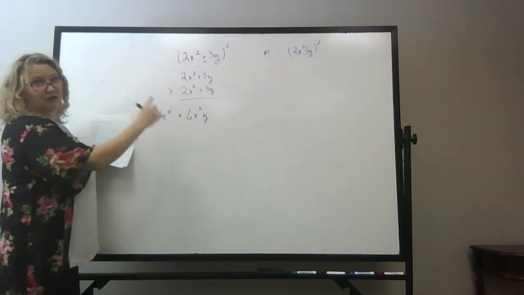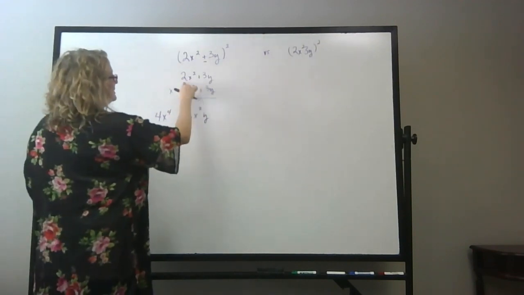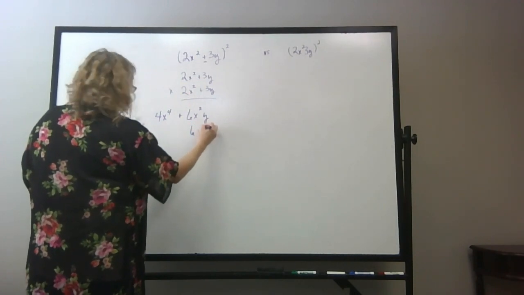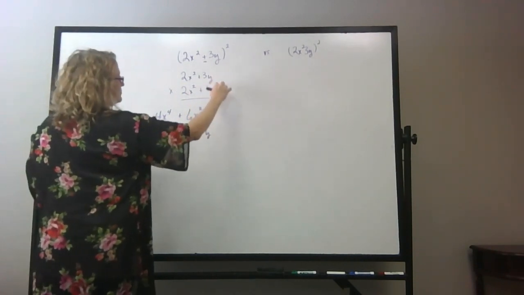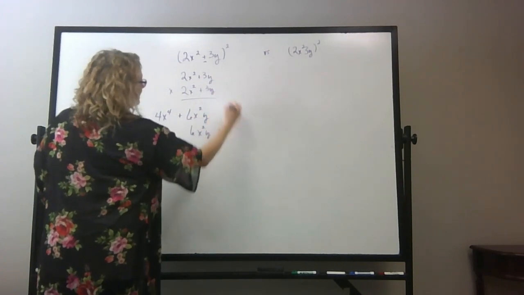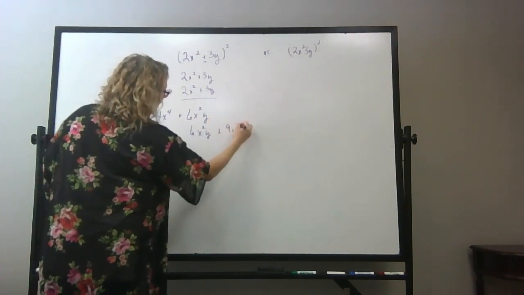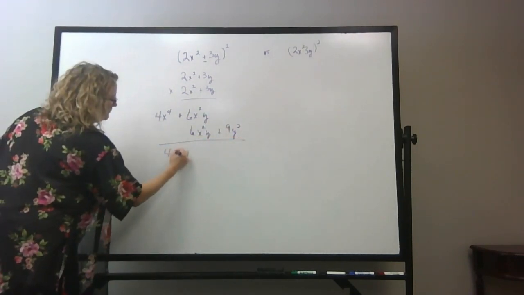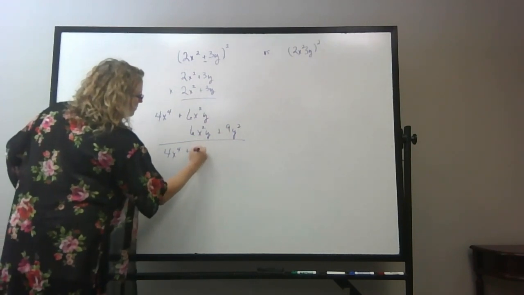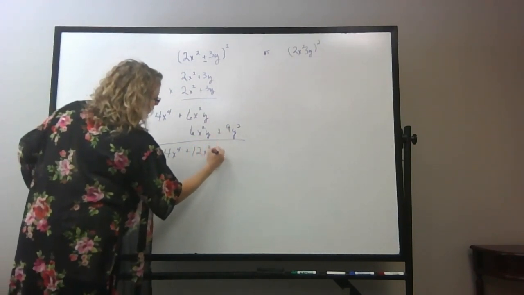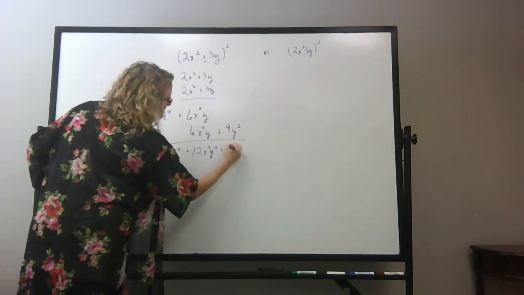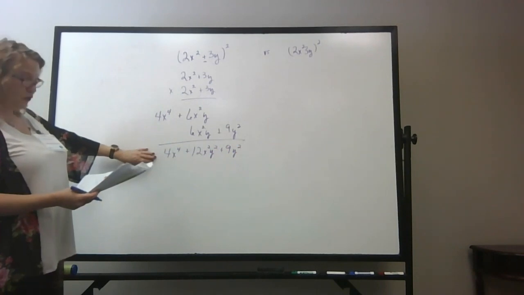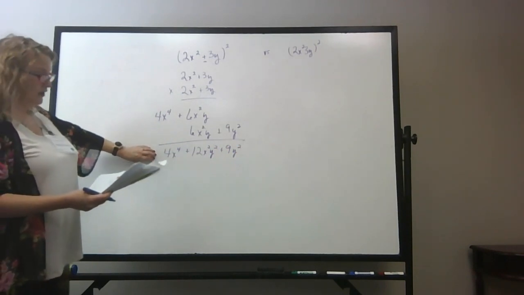Now I'm going to take this 3y, multiply it by that 2x squared. You get how I'm going across. Okay, so I'm going to get 6x squared y. And then I'm going to multiply this right here and get 9y squared. So when I take those two and multiply them, I'm getting 4x to the fourth plus 12x squared y plus 9y squared. Okay, so I'm getting this whole trinomial down here.